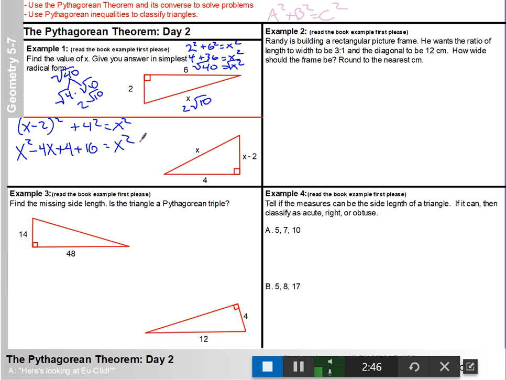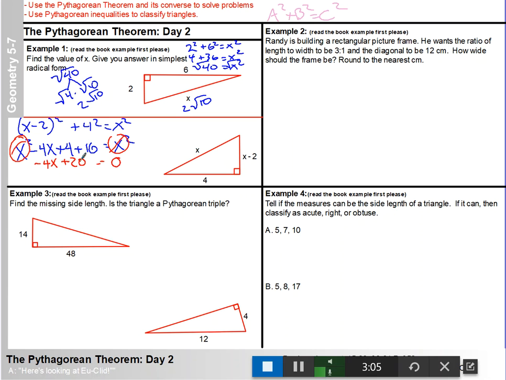Oh, no way, check this out. We have an x squared on both sides of the equal sign. So this x squared will cancel out with this x squared, leaving me with a 0. So I have negative 4x plus 20 is equal to 0.